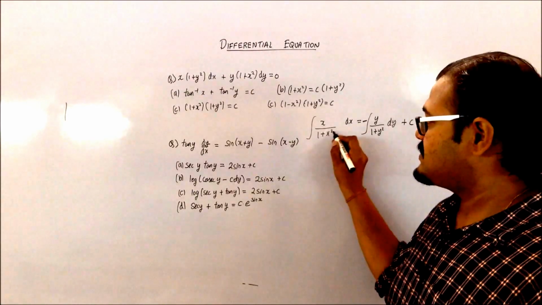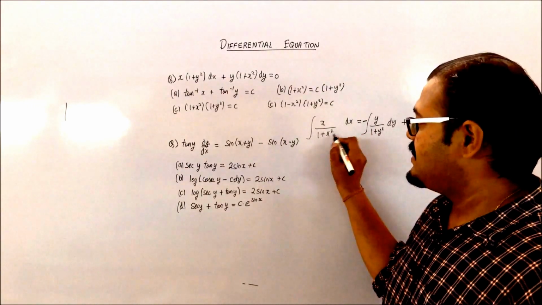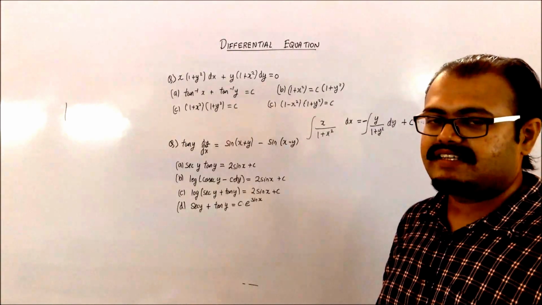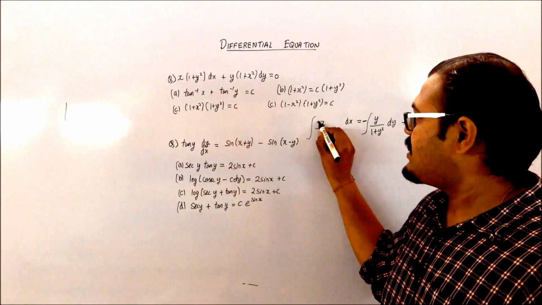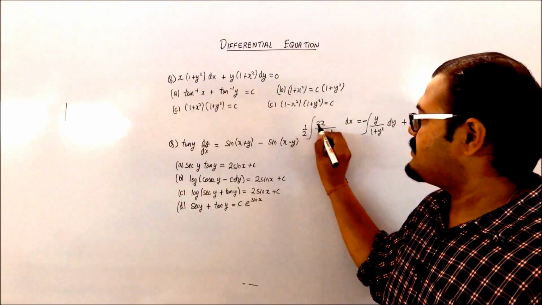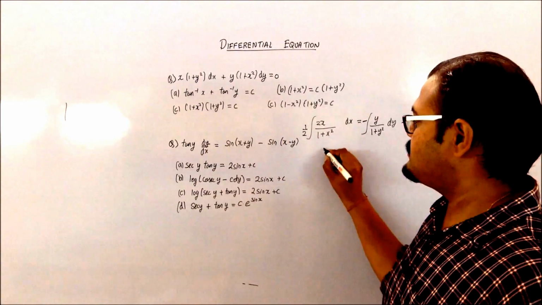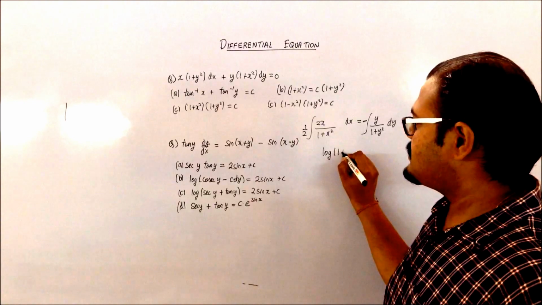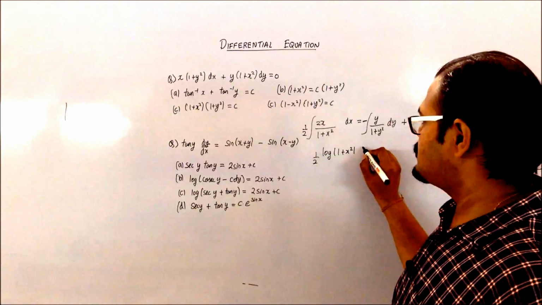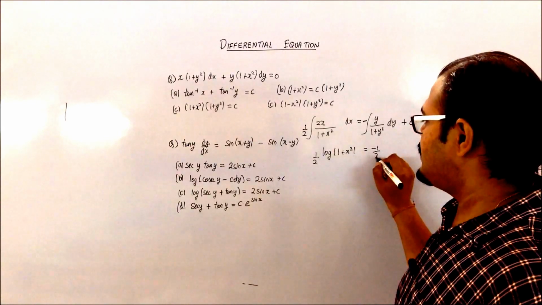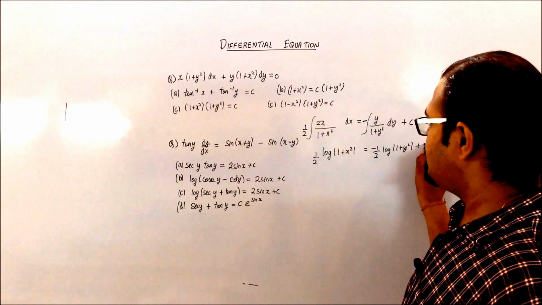Now you have 1 plus x square, so you can do a substitution. You can do it mentally. If 1 plus x square is my substitution, then its derivative is going to be 2x. So I have to have a 2. Since I'm adding that 2, I have to divide it by 2. So this becomes a log of 1 plus x square with the half outside. Same goes over here, it becomes a minus half log of 1 plus y square plus c.